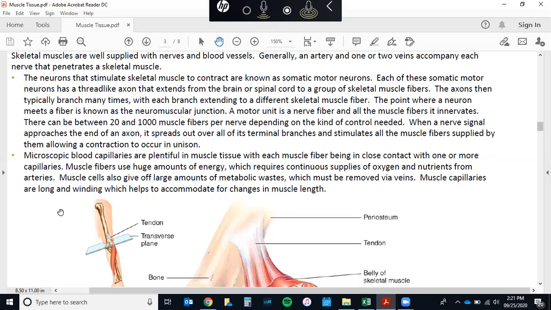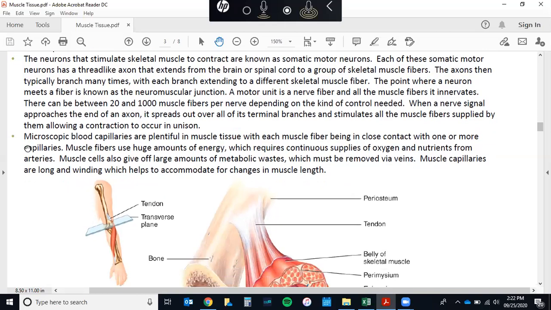Skeletal muscles are well supplied with nerves and blood vessels, because muscles will not contract without oxygen to produce ATP and glucose to make that ATP. So they need to be able to bring those nutrients in by way of arteries. We also produce a lot of waste in our muscles. So we are also going to have one or two or more veins accompanying the nerves that penetrate a skeletal muscle.